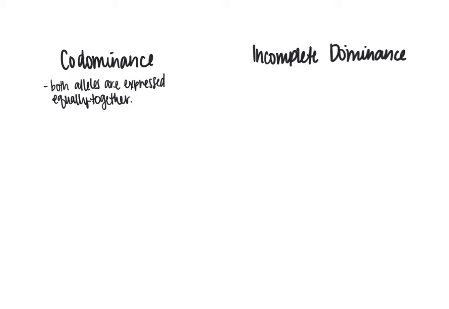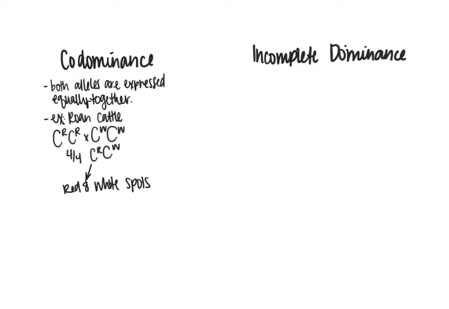Okay, an example would be roan cattle. If you have a homozygous red cattle and a homozygous white cattle, and they cross to give you a heterozygote, that means that you are going to have a cow that expresses both red and white spots.